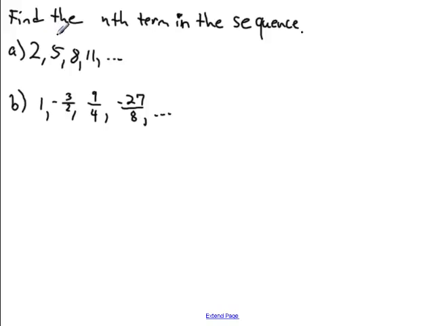Find the nth term in the sequence 2, 5, 8, 11, dot, dot, dot. Here these numbers alternate between odd and even, but there's something else that's in common with this problem.